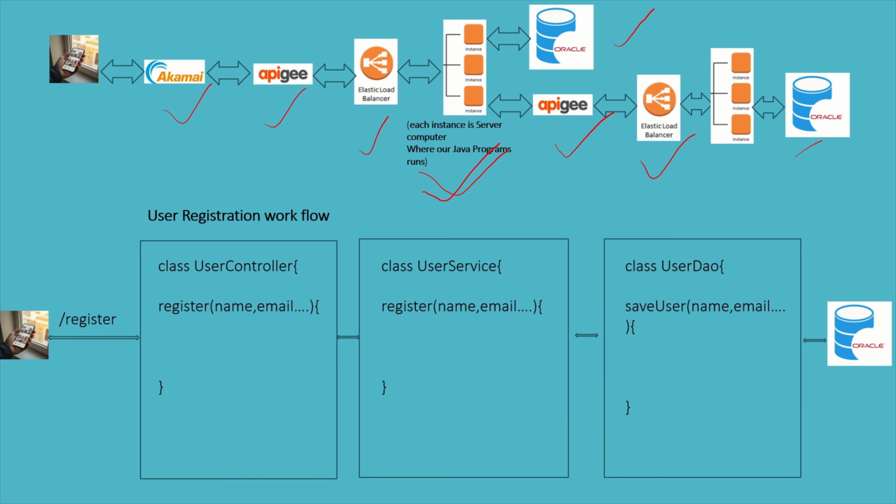Now let's zoom in and understand what happens within the Java application itself. In a Java application that exposes a REST API, the flow usually looks like this: the controller layer receives the HTTP request, then it forwards the request to the service layer, where the actual business logic is executed. From there, the request is passed to the DAO, that is the data access object layer, which directly interacts with the database.